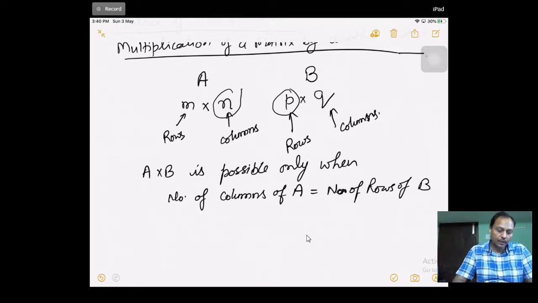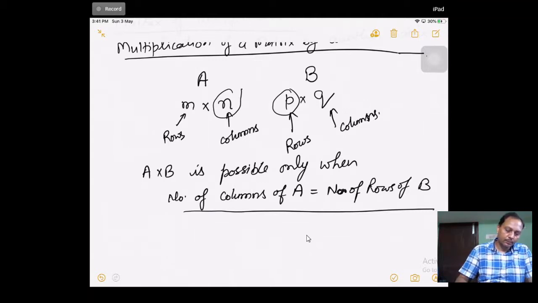If the number of columns of the first matrix and the number of rows of the second matrix are not equal, then we cannot multiply the matrices. Then the multiplication does not exist. So if two matrices are given and you are asked to find the multiplication, first of all check this condition.